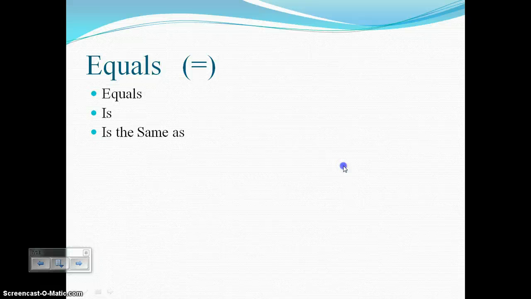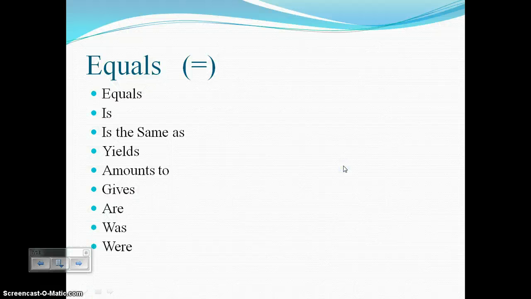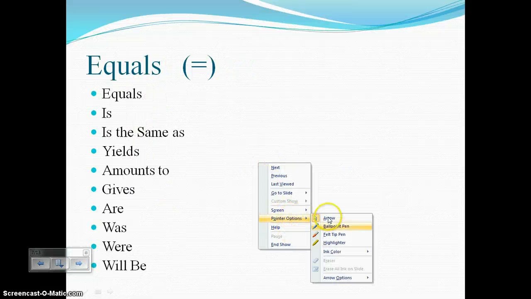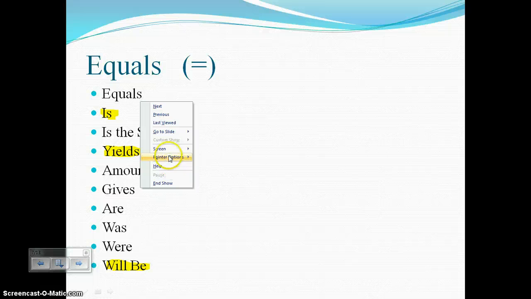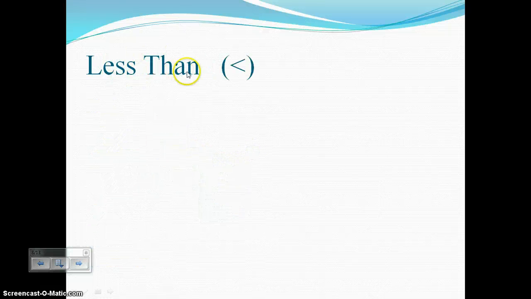Now let's look at some for equals. We have equals, is the same as, yields, amounts to, gives, are, was, were, and will be. So all of these mean equal. Now, the main ones that you'll see are is, yields, and maybe will be. Those are the main ones, but you need to know that all of these mean equal.